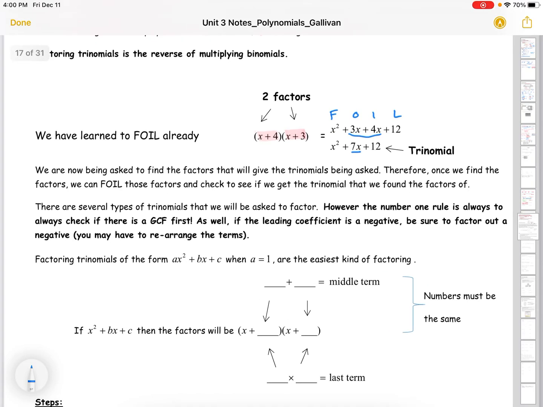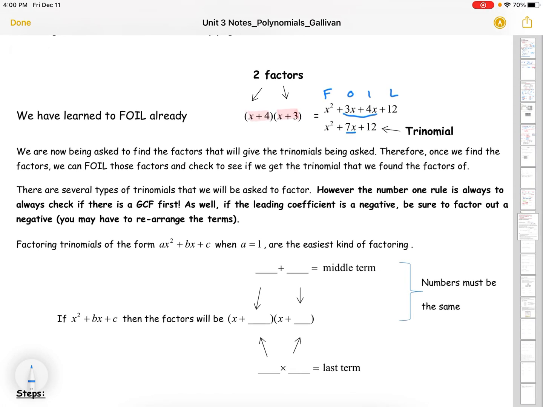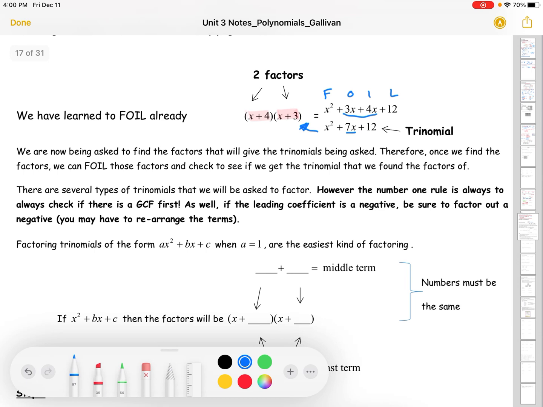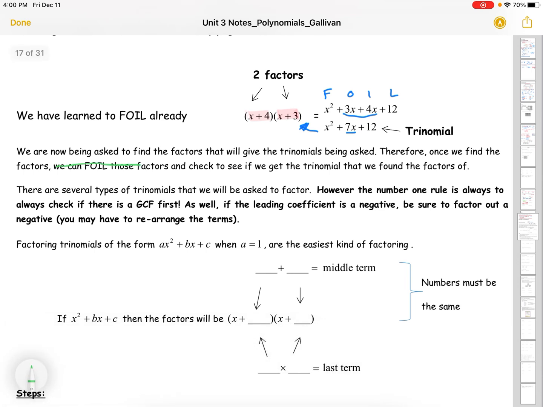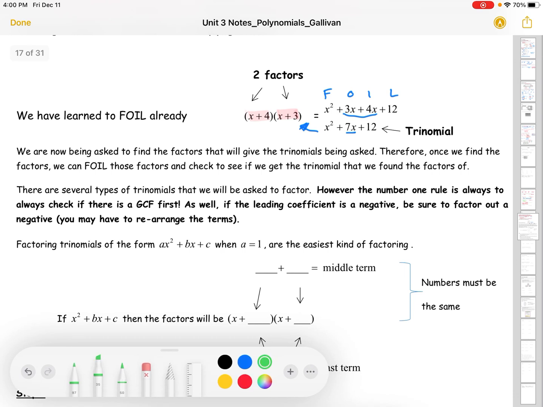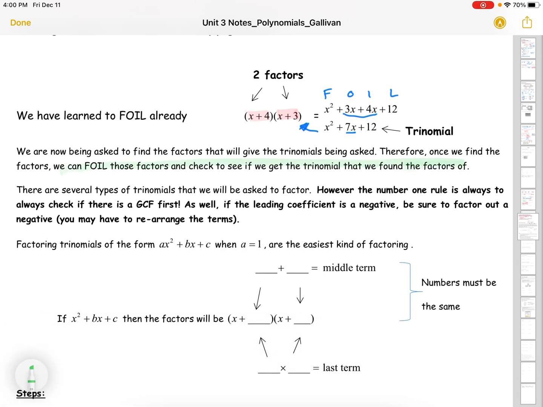When we're factoring, we're going to go the opposite direction. We're going to start with the trinomial and try and figure out what the binomials were that made it. Once we find the factors, here's a cool thing. We can FOIL those factors to check if we get the trinomial that we started with. So it's one of those neat math things where you can always check what you've already done.